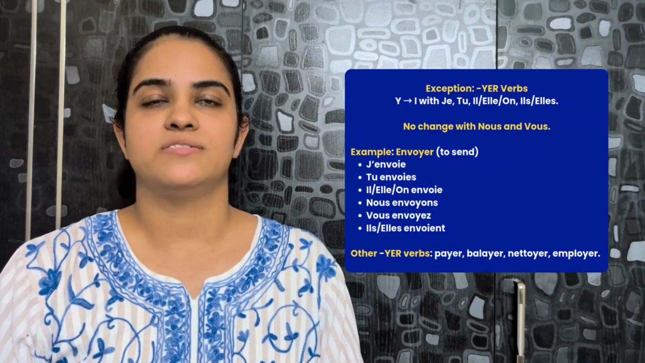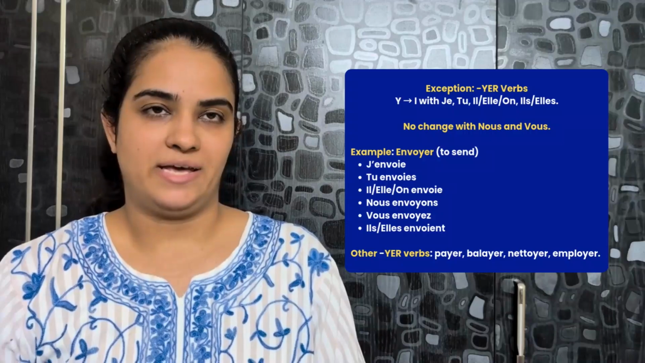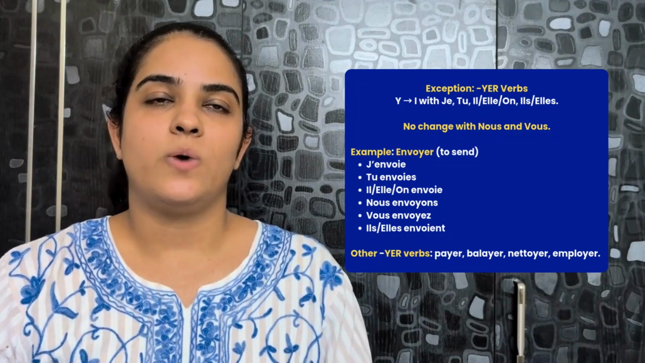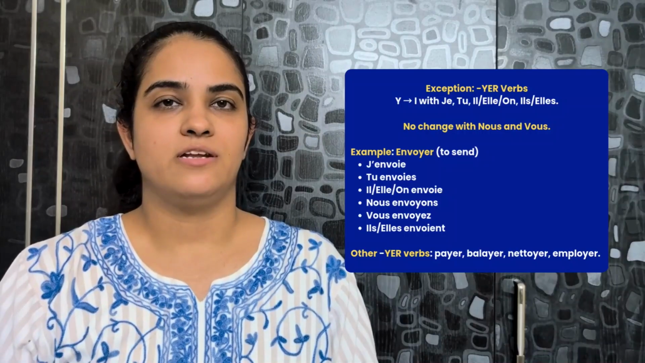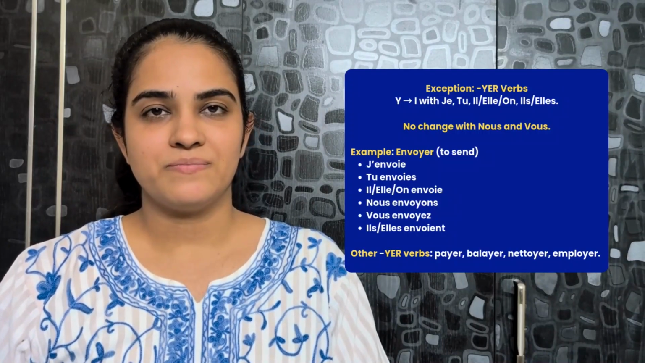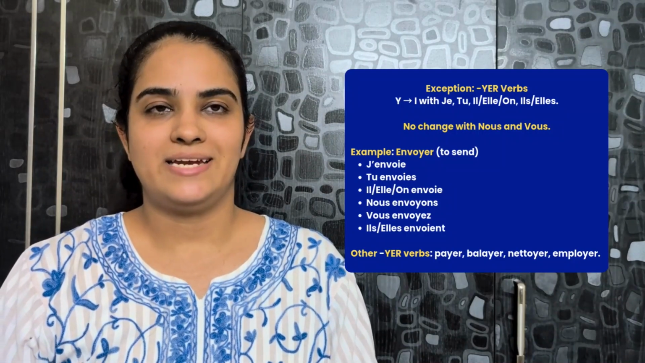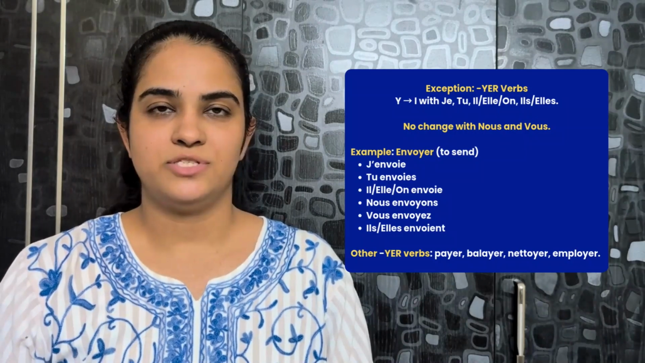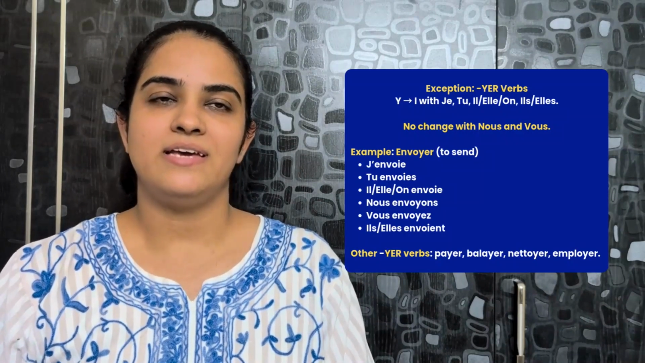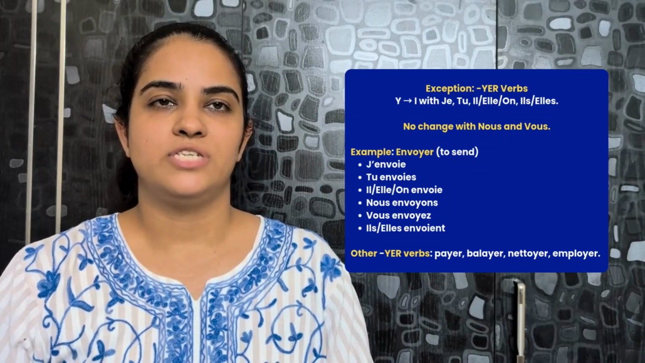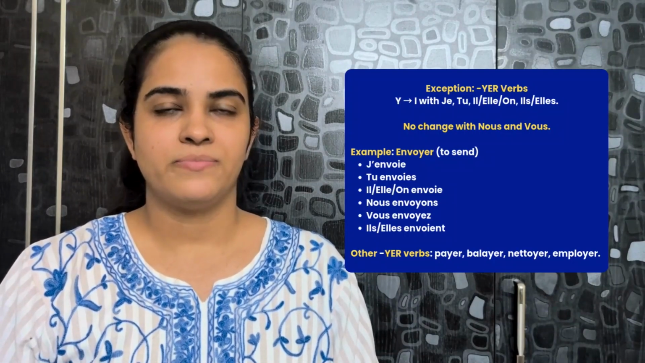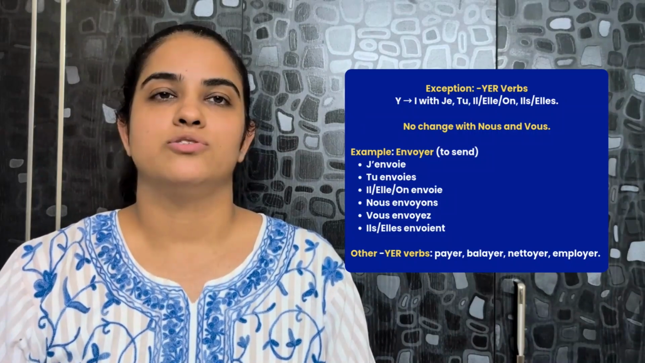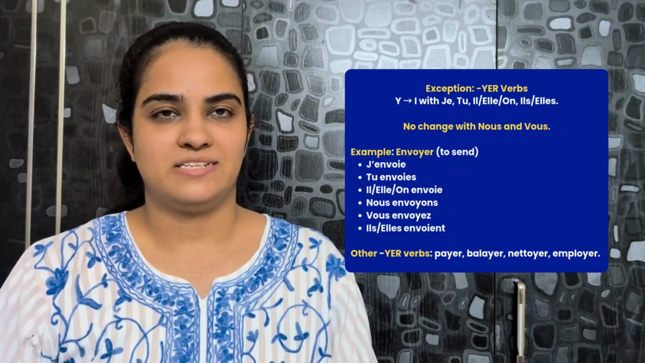Next exception is the verbs that end with YER. Ça veut dire les verbes qui se terminent par YER. In these verbs, you are supposed to change the Y to I. Ça veut dire le Y se change en I before the silent endings, which means je, tu, il, elle singulier, ils, elles pluriel. You're going to change the given y to i, and for nous and vous, you can keep the given y. Your conjugation rules, other than that, stay the same.